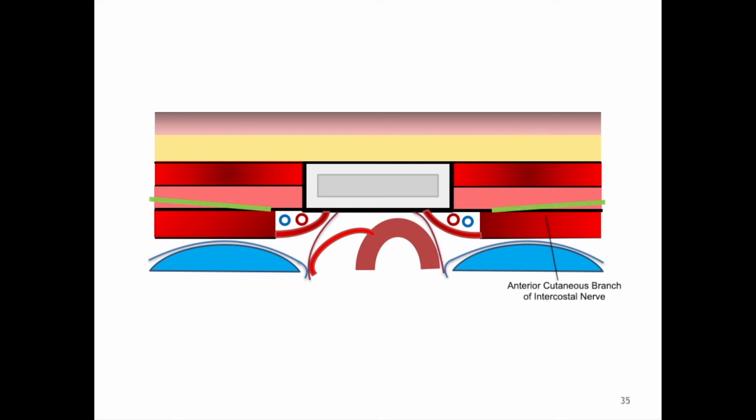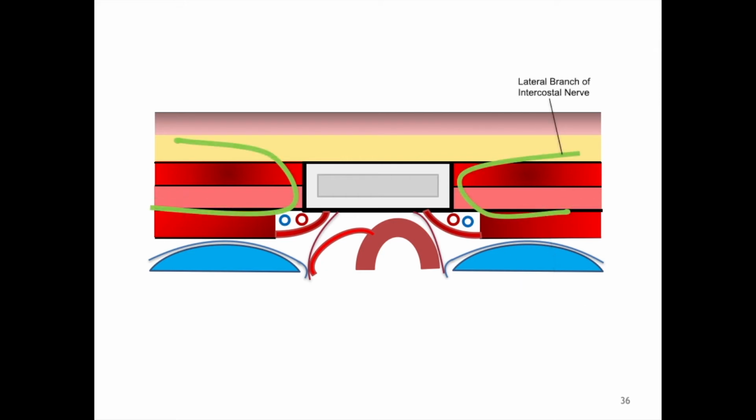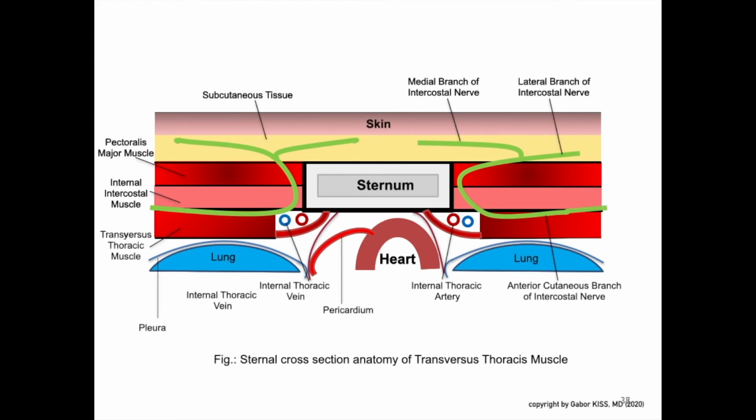Anterior cutaneous branches of the intercostal nerve pass inside the transversus thoracic plane, and then continue through the internal intercostal and pectoral muscle further into the skin, with a lateral branch of the intercostal nerve branching off a medial branch of the intercostal nerve. In summary, on this slide, the sternal cross-section anatomy of the transversus thoracic muscle in relation to its surrounding structures.